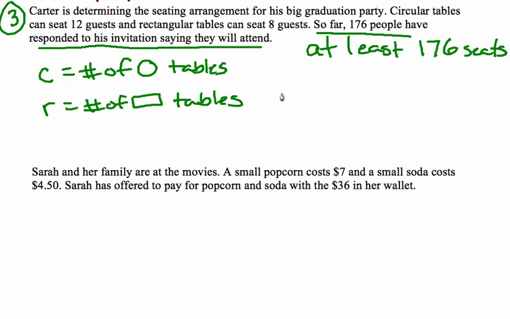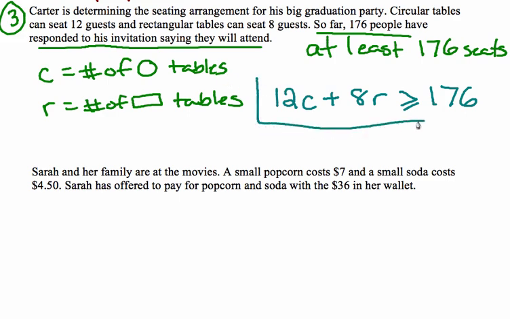So then there can be 12 people at each circular table, plus 8 people at each rectangular table, and we need that to be at least, which in our last example we saw means greater than or equal to, we need that to be at least 176 seats total. So our inequality is 12C plus 8R is greater than or equal to 176.